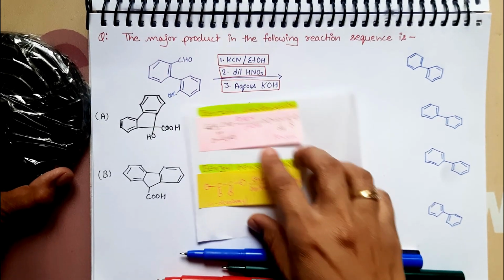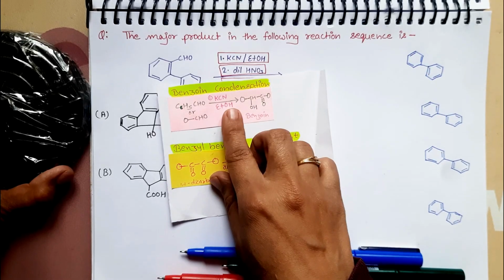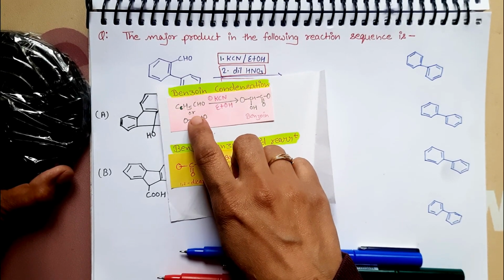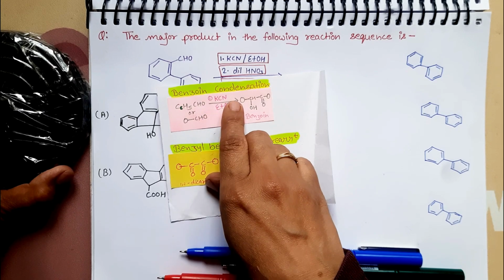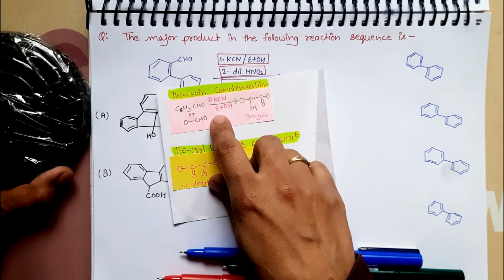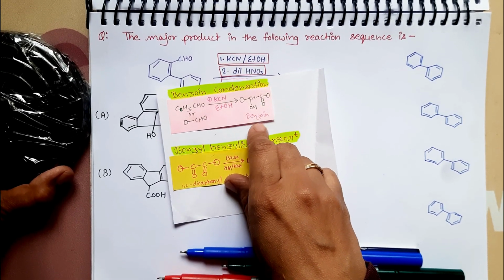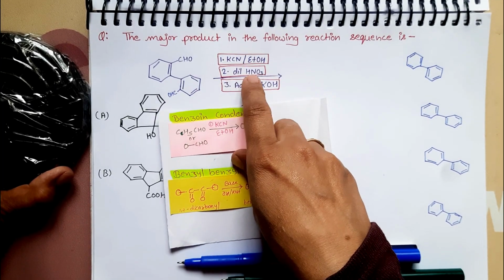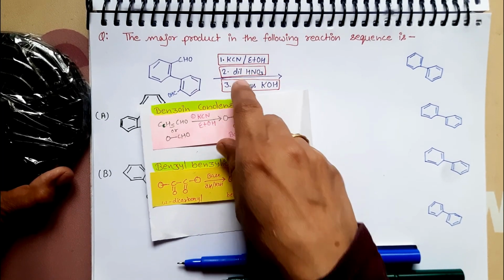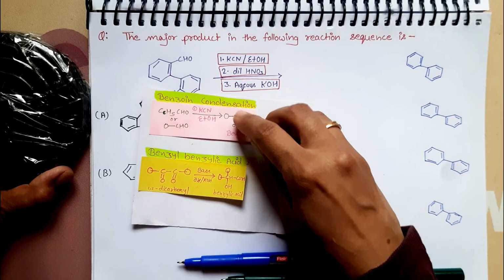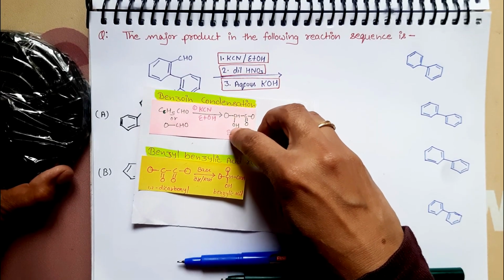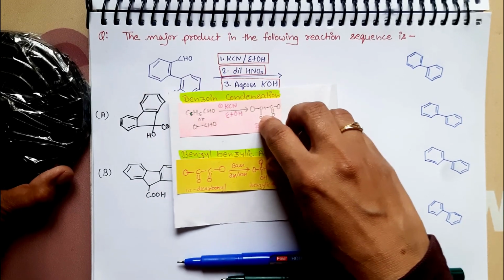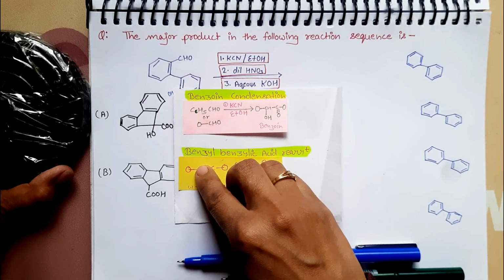In this reaction, two name reactions are involved. First is benzoin condensation. Two benzaldehyde molecules react with KCN in the presence of ethanol, and we get benzoin as our product. In the second step, they give dilute HNO3, and dilute HNO3 oxidizes this hydroxyl group and converts this hydroxyl group into a carbonyl group.